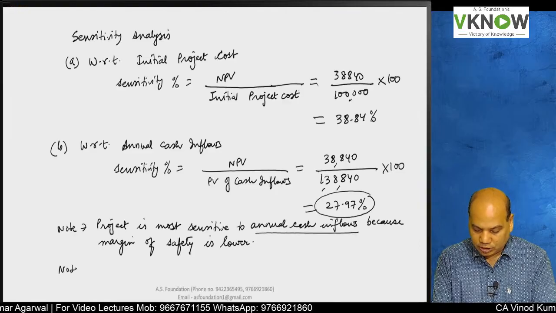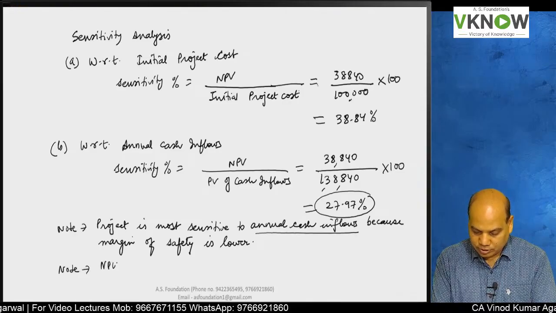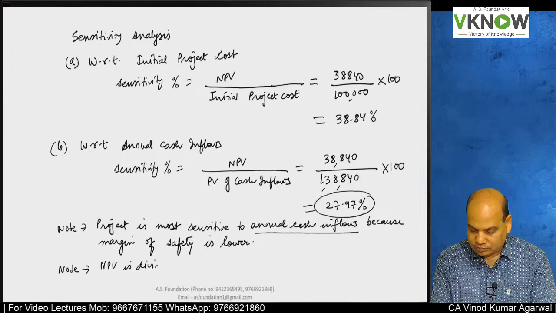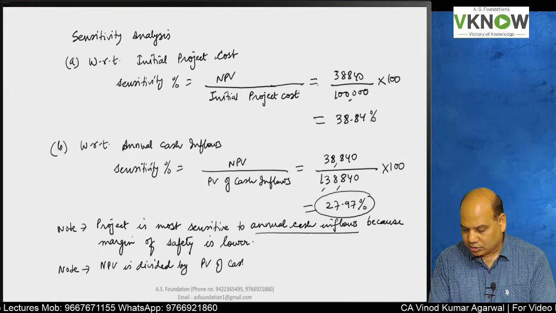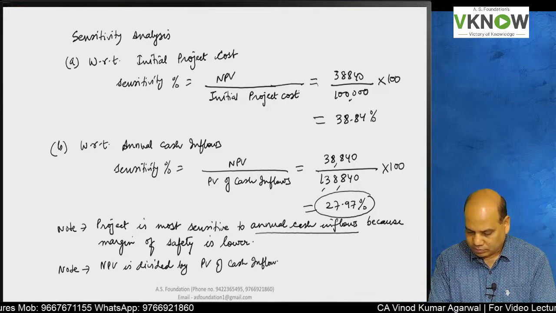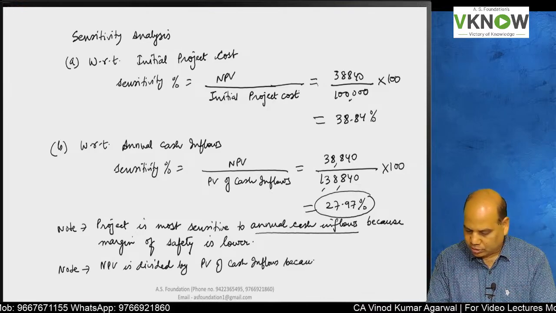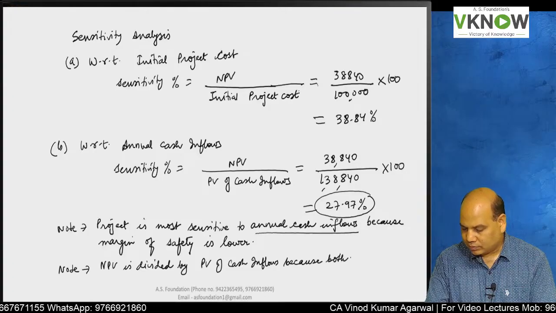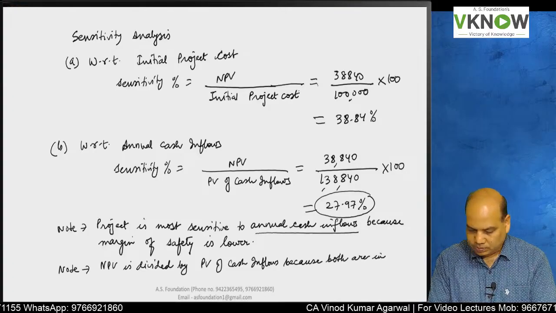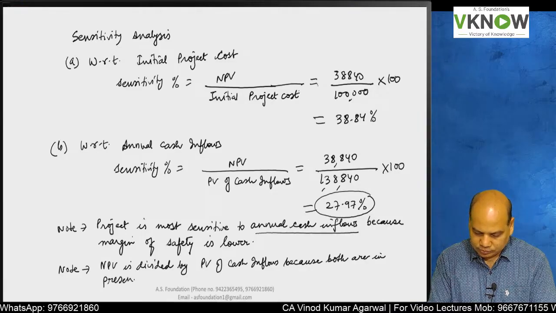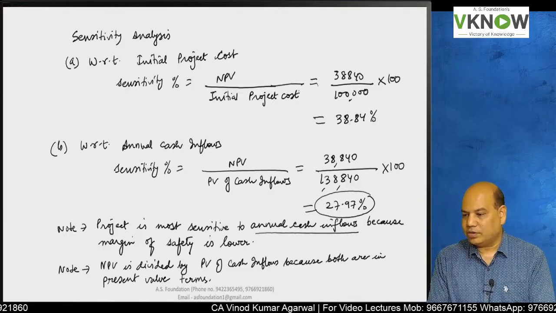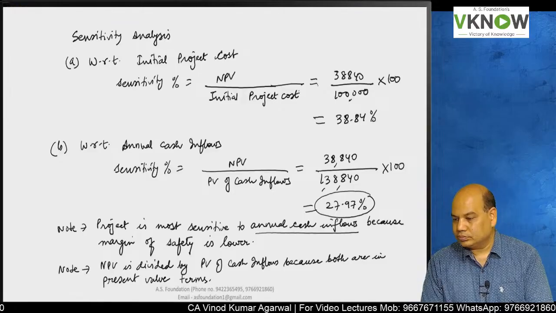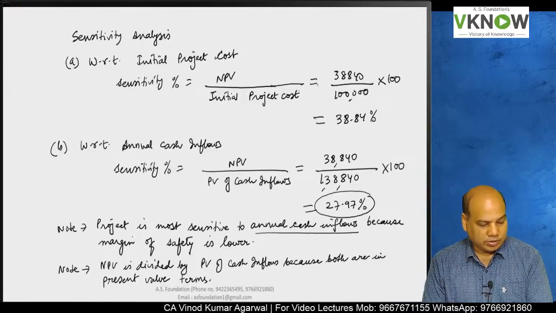And note, write down, NPV is divided by PV of cash inflows because both are in present value terms.